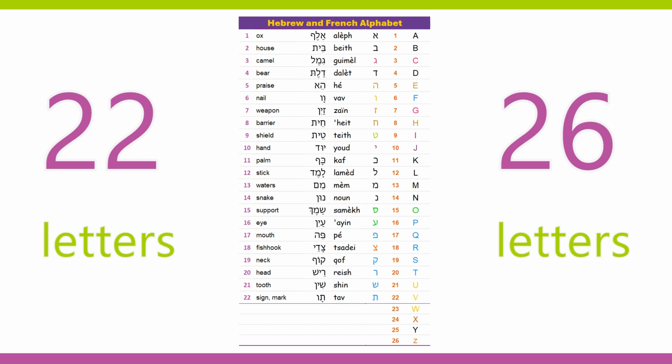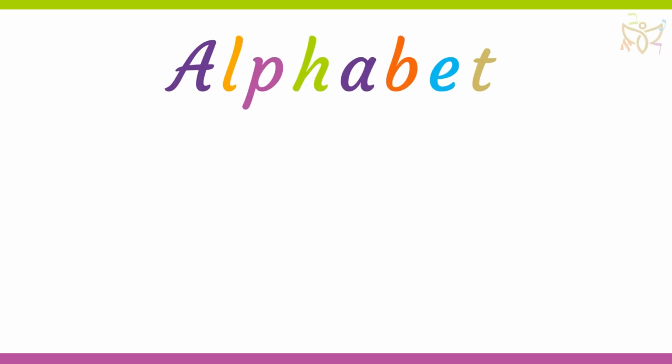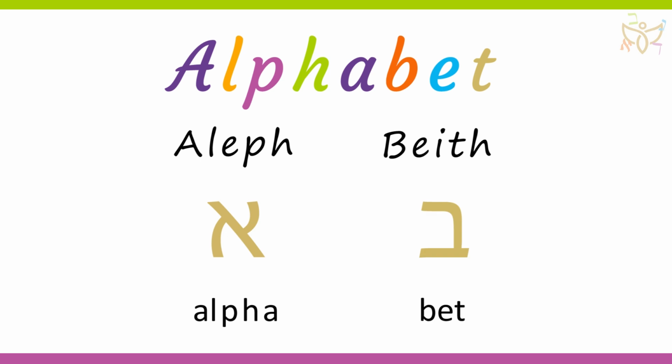It is reported that in ancient times, numbers and letters were inseparable. Is that still the case? Absolutely. Letters are still used to write numerical values. Did you know that the word alphabet comes from the first two Hebrew letters, Aleph and Bet?